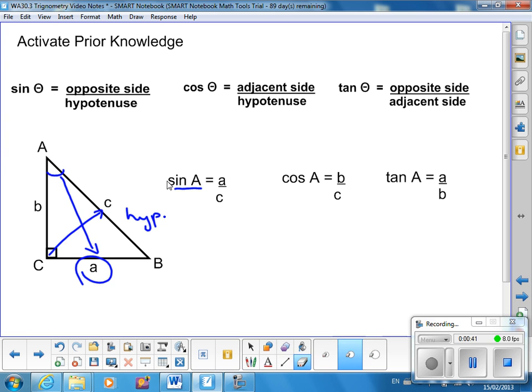Cos of A is going to be adjacent. So the adjacent side is the side that touches the angle, so we're looking from angle A again. One side is the adjacent, the other side is the hypotenuse. So we're going to put the length of the adjacent side over the hypotenuse. And the tan of A is the only function that doesn't use the hypotenuse at all. So you are going to put the opposite over the adjacent.